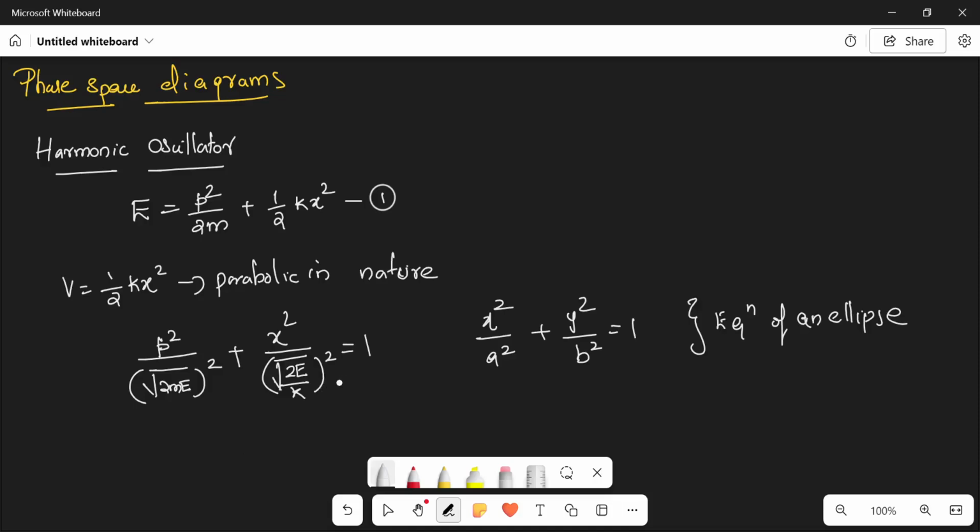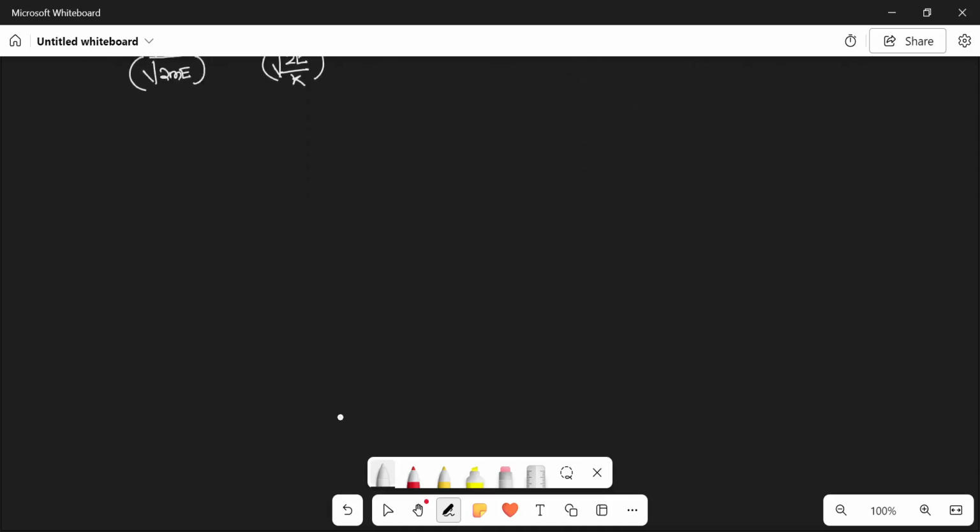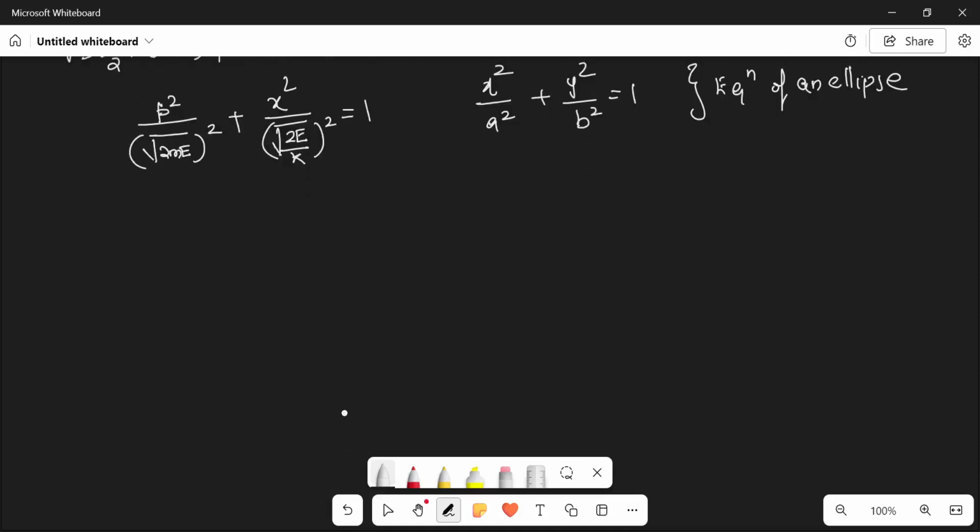Now what I'm telling is that we do not need this to draw the phase space diagram. I have said earlier that our potential is parabolic, so let's keep that in mind and draw the potential energy curve first. I hope you understood this concept, where we have mathematically proved that the phase space trajectory will be elliptical, but we'll approach this in a different method. Now for that, let's draw the potential energy curve.